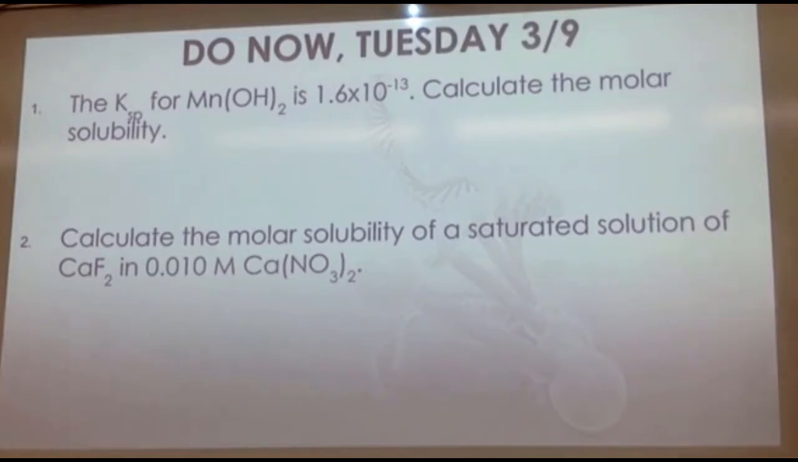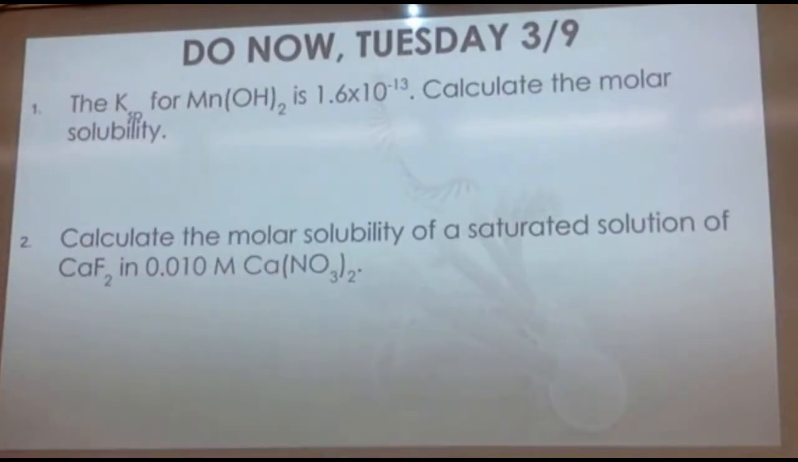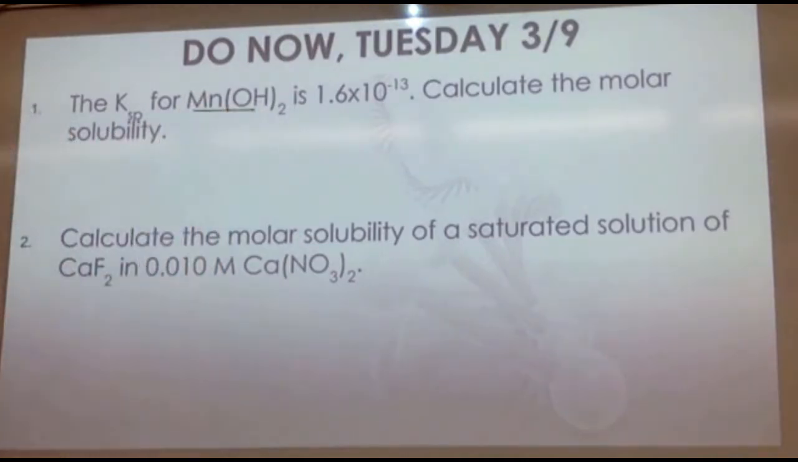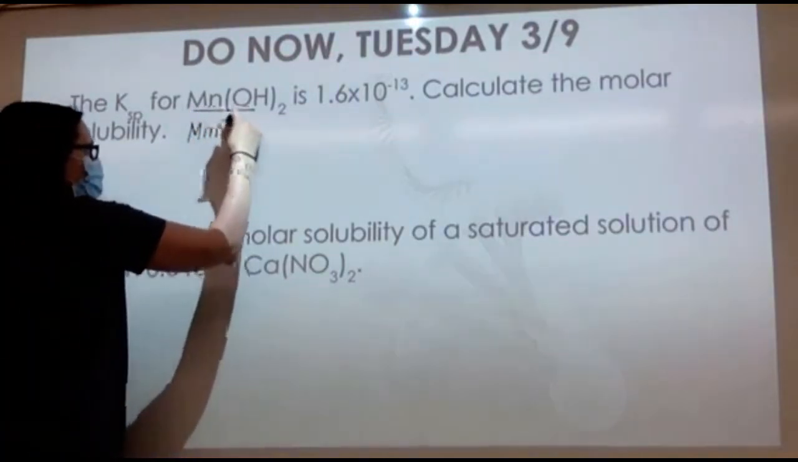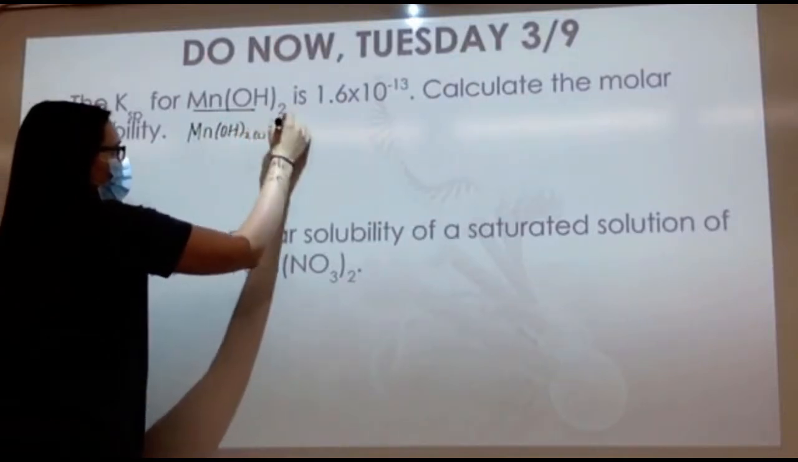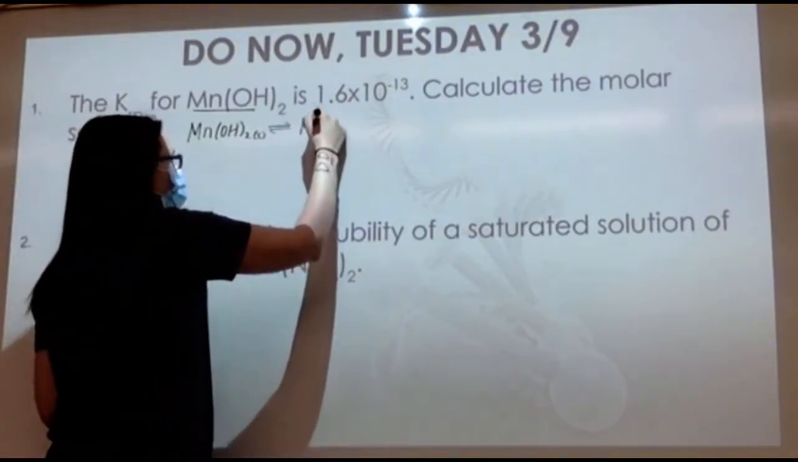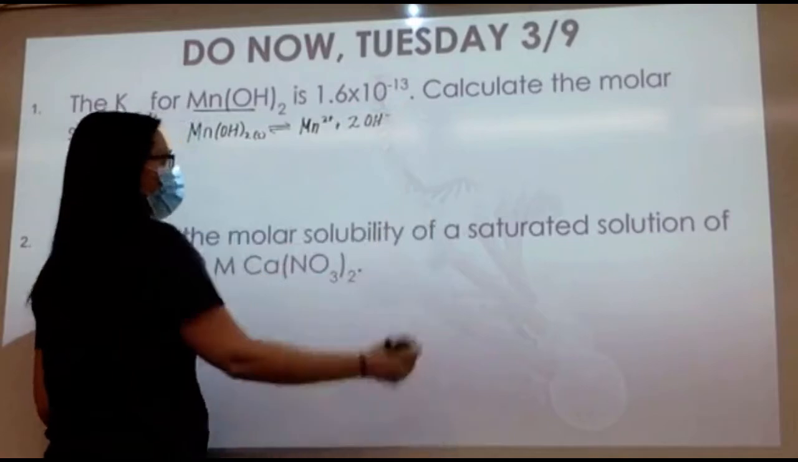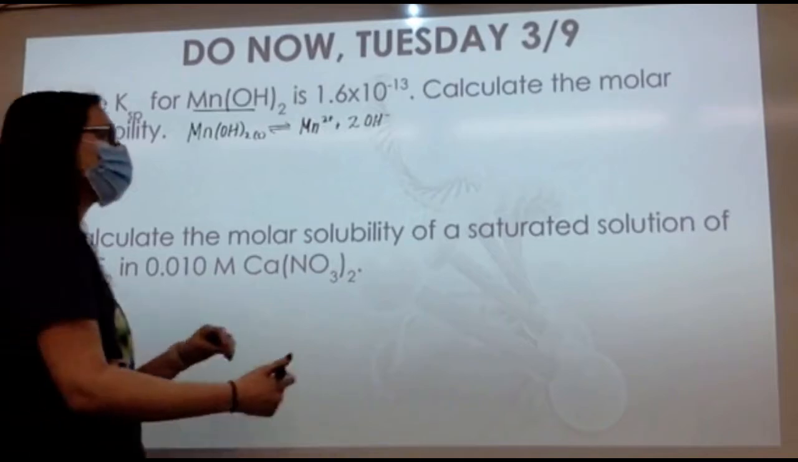If we start with number 1, remember before you even calculate anything, before you calculate Ksp, before you calculate molar solubility, write the equilibrium equation for the solid that they give you. Here, the solid is manganese hydroxide. Because we would classify that as an insoluble solid, it's at equilibrium with its ions. So Mn2+ and 2 hydroxides. And after you have the equilibrium written, then you can write the Ksp expression.